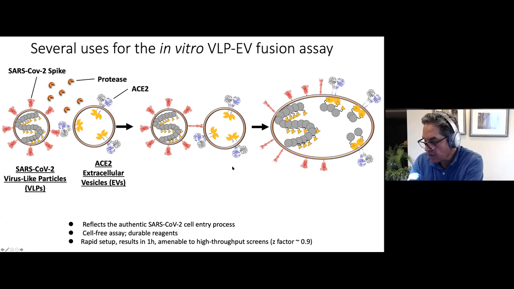It's not lost on us that there may be several uses for this assay because it reflects authentic SARS-CoV-2 entry. It's cell-free, BSL-1, uses durable reagents. It's easy to perform.